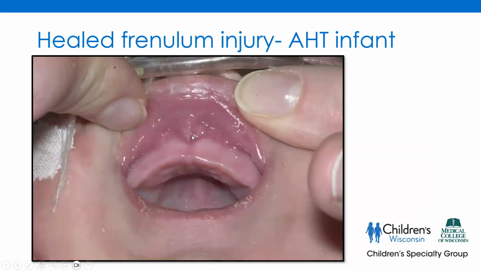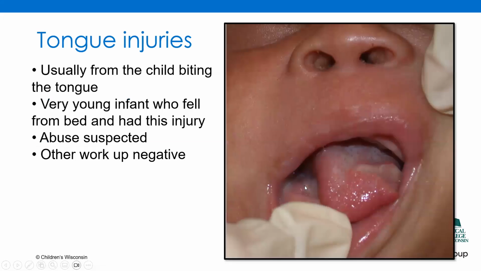This is a healed frenum injury, upper lip. Here the frenulum is injured, but not completely healed. This was an abusive head trauma case, and this child had had a previous sentinel injury that was almost completely healed at the time the head trauma happened. So if a caregiver had noticed bleeding from the mouth in this pre-cruising infant and brought the child to a knowledgeable medical provider, the abusive head trauma may have been prevented. This in and of itself does not need specific treatment.